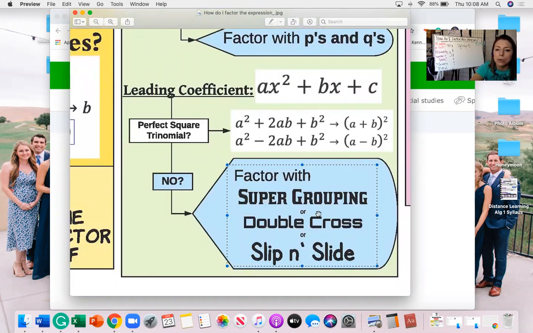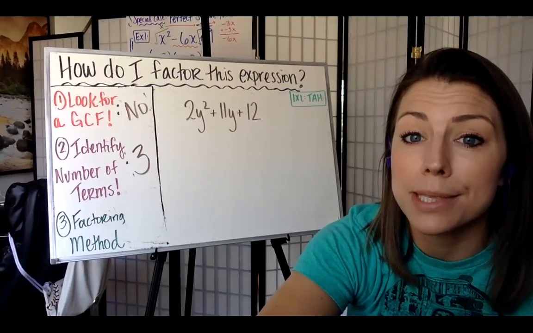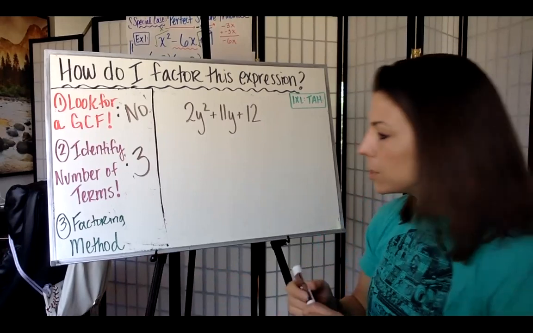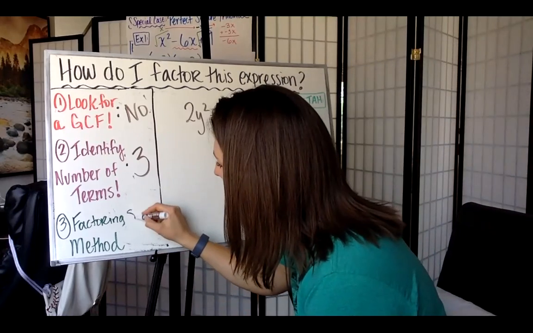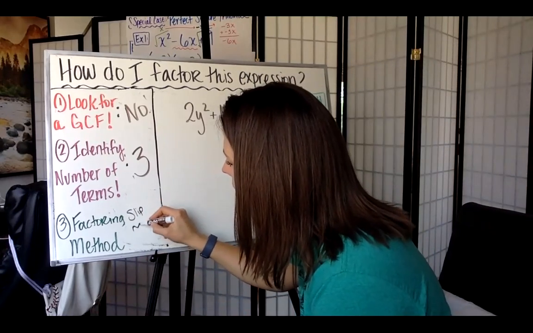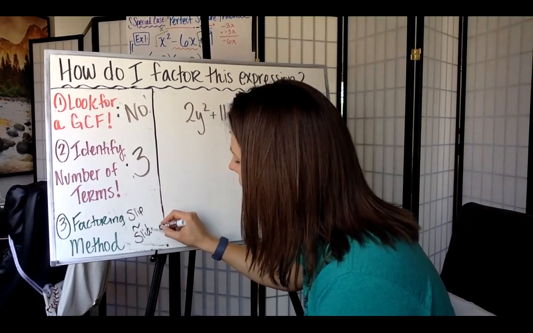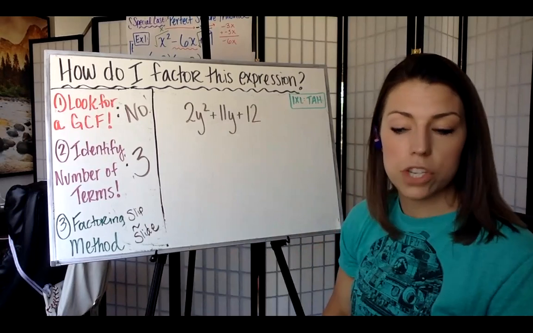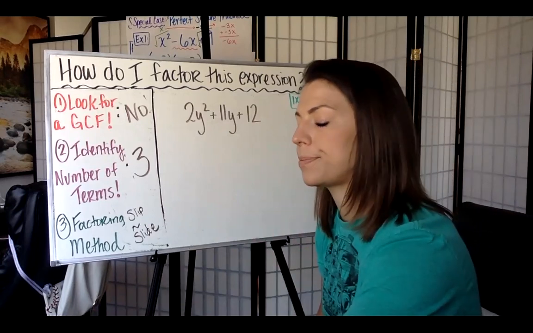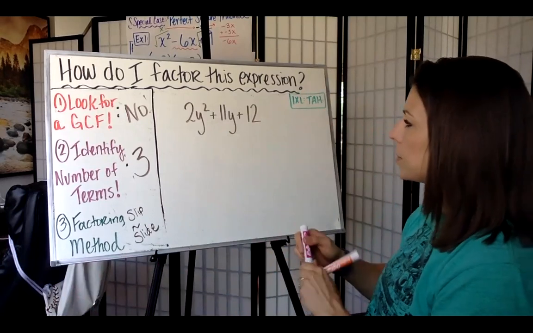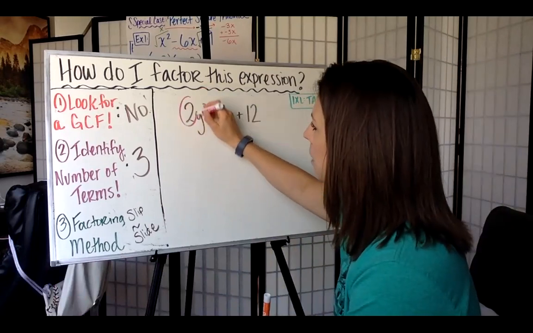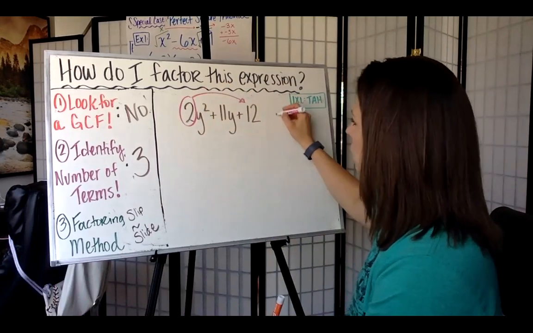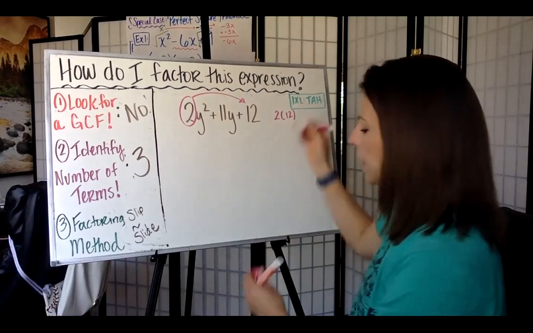So you get to use supergrouping, double cross, or slip and slide. Y'all know me, I love my slip and slide. So I'm going to do slip and slide. And if you want to do supergrouping or double cross, you go for it. And then you check your answer with us. All right, slip and slide. Step 1, slip it. 2 times 12 to the ending term.